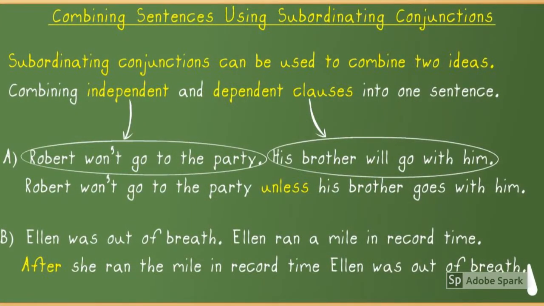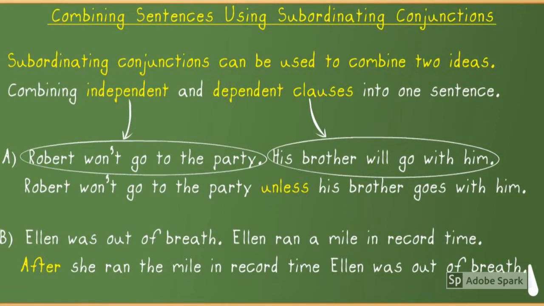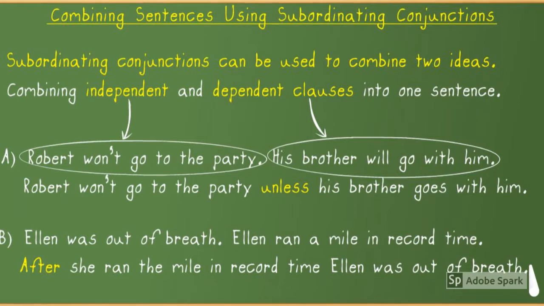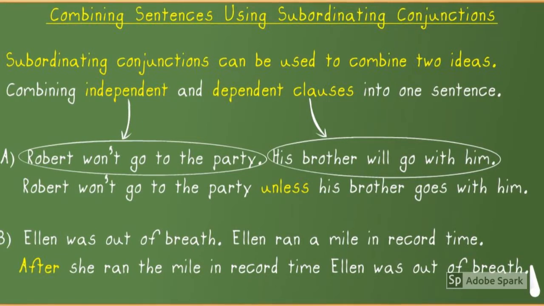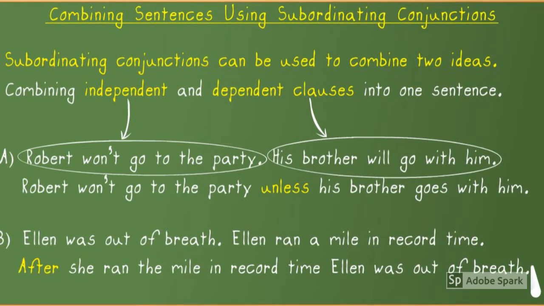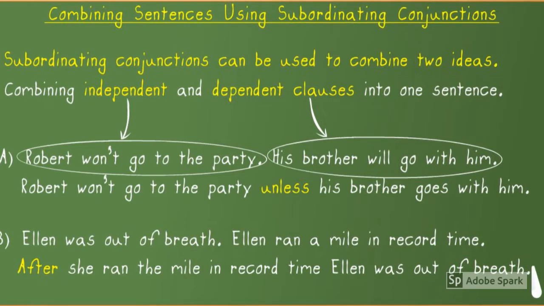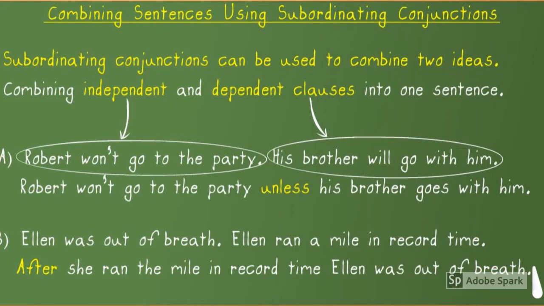As mentioned previously, subordinating conjunctions can be used to combine two ideas together. They combine an independent and a dependent clause into one sentence. Robert won't go to the party unless his brother goes with him, so it is joined by the subordinating conjunction "unless". You can also see that sometimes the subordinating conjunction goes at the beginning of a sentence.